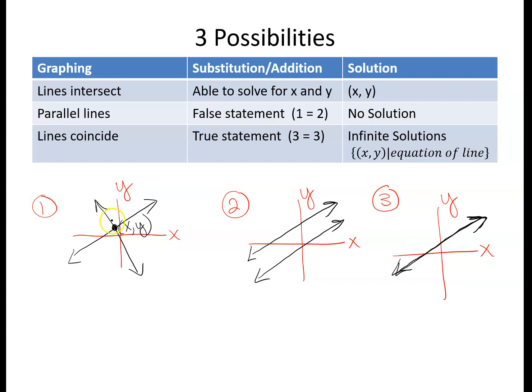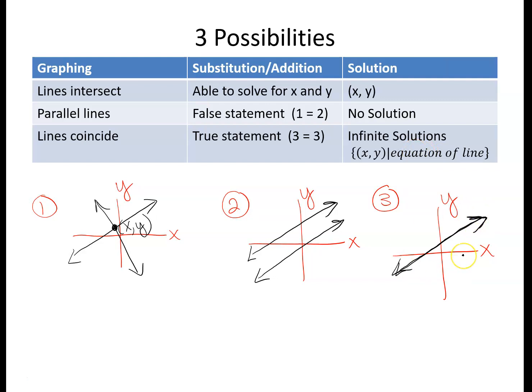Now, again, think about if the intersection point is the solution. Where do these lines intersect? Well, they intersect everywhere on the line, and the line has infinitely many points on it. So when this case happens, there are infinite solutions. We could not list them all. We will learn how to write them in this notation that you see here in the table. It's called set builder notation, and I'll show you how to use it when we do some examples.